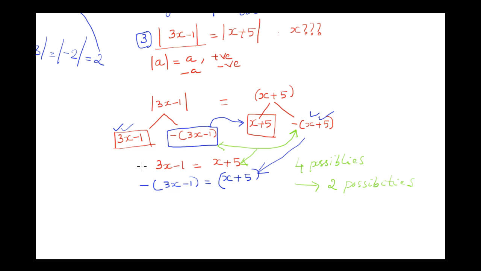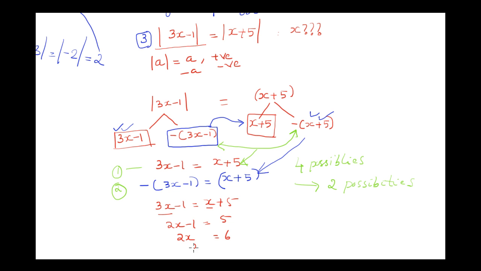These two equations have to be solved independently. So from the first equation, we get 3x minus 1 is equal to x plus 5. You subtract x from both sides, so 2x minus 1 equal to 5. You add 1 on both sides, you get 2x equal to 6. You divide this equation by 2, then x equal to 3.